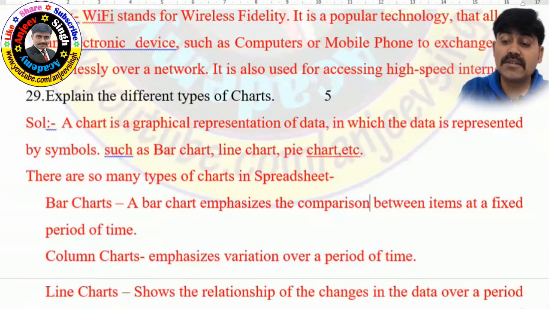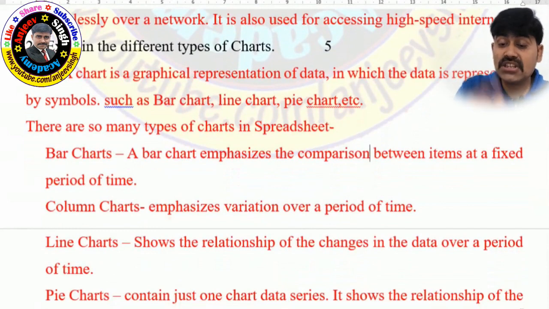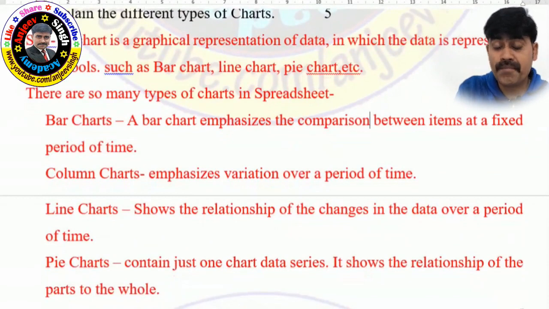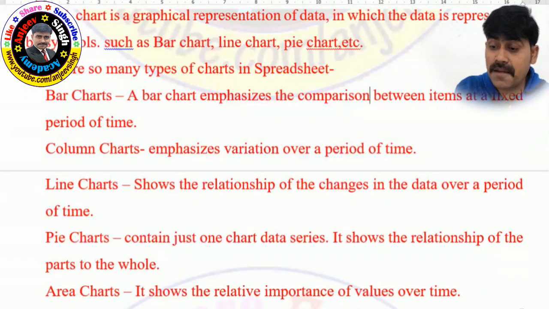Line chart shows the relationship of the changes in the data over a period of time. Pie charts contain just one chart data series. It shows the relationship of the parts to the whole. Area chart shows the relative importance of the various values over time.